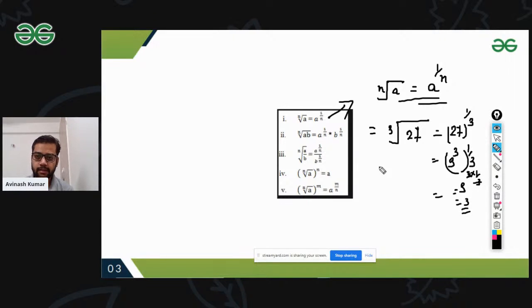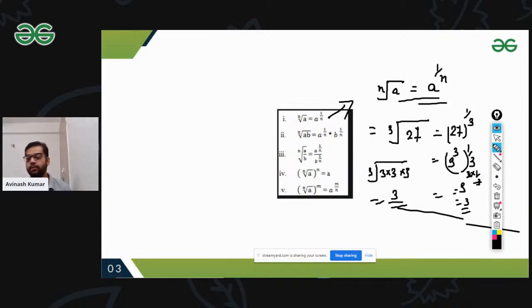Or if you are saying this, I can also write this as 3 into 3 into 3. So in that case also our answer will be 3. In both cases the answer is the same, it's 3. And this is not like the value of n and a is anything. It's not like it's any integer. It can go for anything. It's a positive number, and in positive numbers it could be anything.